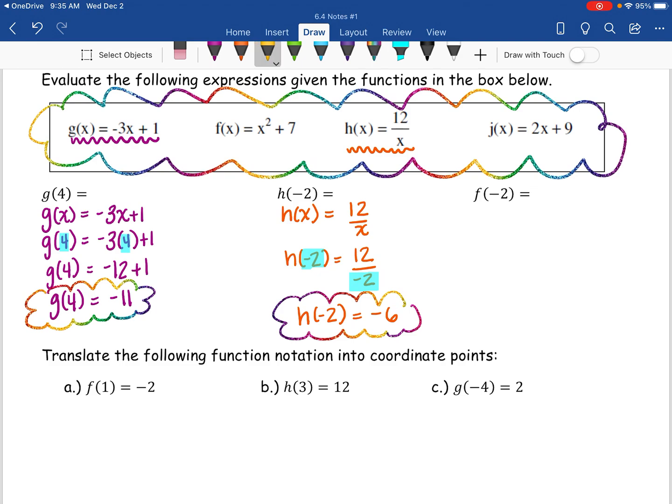The last one, f of -2. We have to go and find the function we're going to use. We're going to use f because it says f of -2. And we're going to substitute -2 in for x because that's what that notation means.